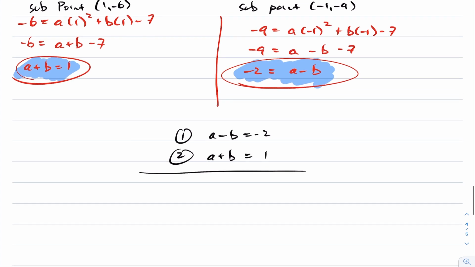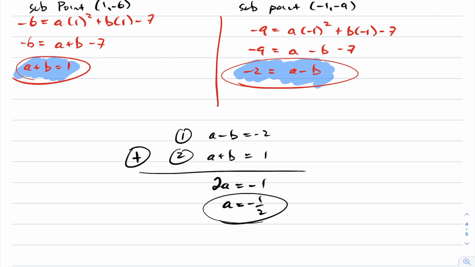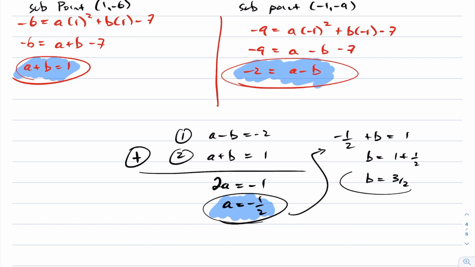I'm going to do elimination on this. I'm going to add up my equations, in which case I get 2a. The b's will cancel, is -1. So I'm getting a equals -1/2. So we already found our a value, -1/2. And then I'm going to go ahead and sub this in and solve for b. So if I sub this in and solve for b, you get -1/2 plus b equals 1. b equals 1 plus 1/2. I'm getting b equals 3/2.